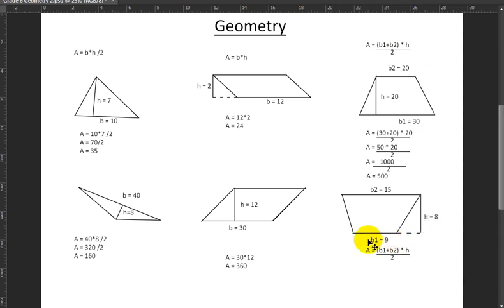In the next one, we can see that B1 is 9 and B2 is 15. The fact that the trapezoid is upside down does not matter. As we said before, which side, the bigger one or the smaller one, we call B1 and which side we call B2 does not matter. So let's plug those numbers in. B1 is 9, B2 is 15, and H, the height, is 8. So where B1, 9, where B2, 15, where H, 8.